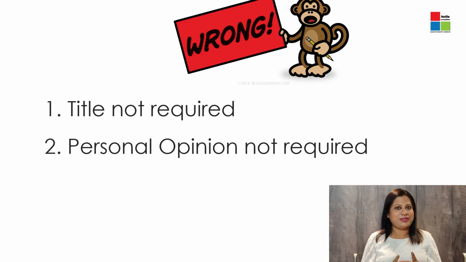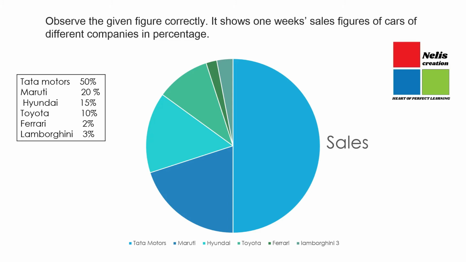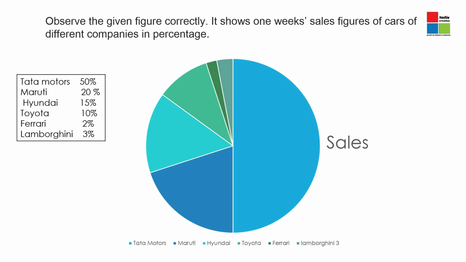Now what I'm going to do is, I'm going to give you an example of an analytical paragraph and we are going to write a paragraph after this. So keep watching. This is the question that we have today. Observe the given figure carefully. It shows one week's sales figures of cars of different companies in percentage.